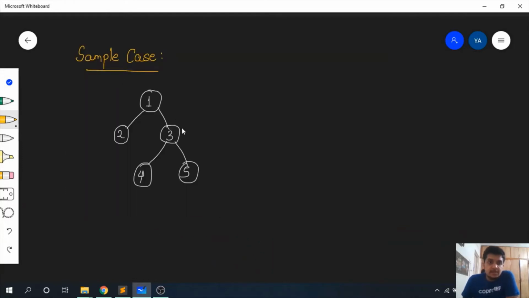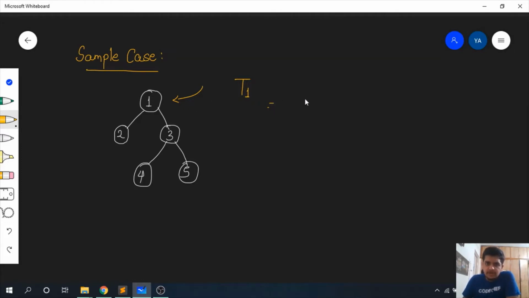Let us see the following sample case. So here we have a tree given to us. So this is the tree. Now let us consider that the tree is rooted at 1, and let us find the number of topological orderings, that is T1. So let us write them one by one.